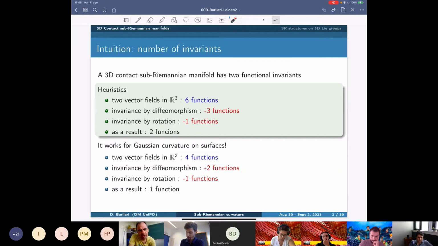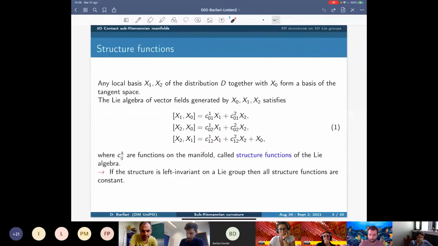The same counting works to say that Gaussian curvature on a surface is essentially a unique function invariant. Then of course, as soon as you have 2 function invariants, you can produce more by combining them. Okay, so how do we get these invariants?